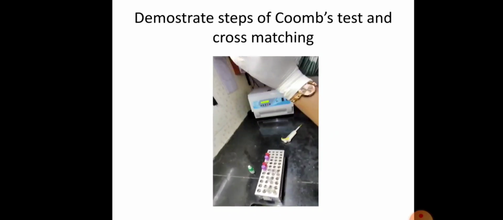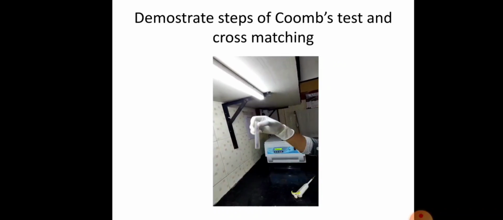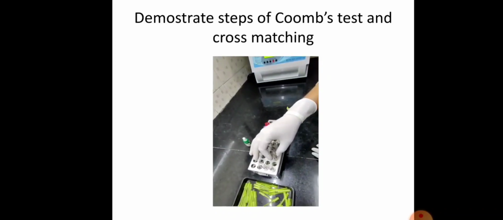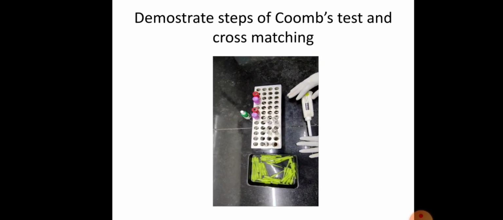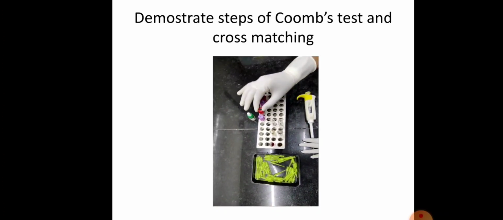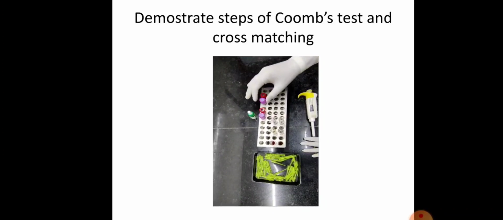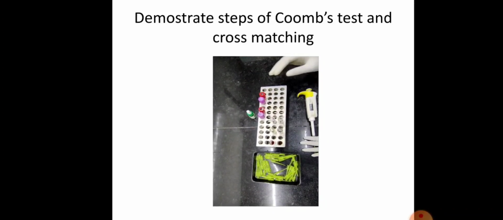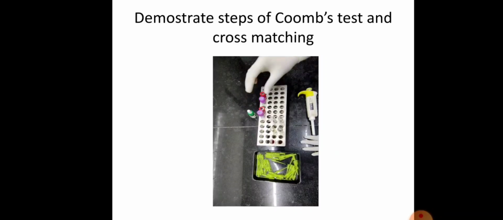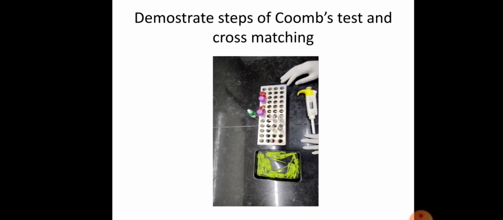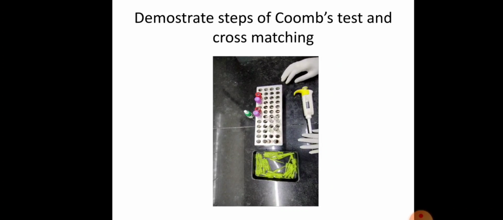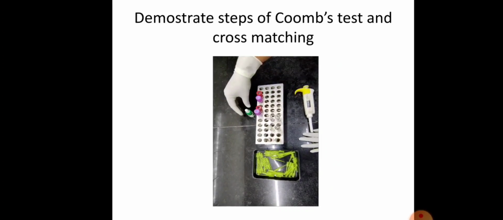Macroscopic as well as microscopically. Now they will do the cross match. Now we will do the procedure of cross match. For major cross match, we will require patient serum and donor's red cells. For minor cross match, we will require patient's red cells and donor serum. This can be done using adjuvants like saline, bovine albumin and anti-human globulin serum. We will use anti-human globulin serum.